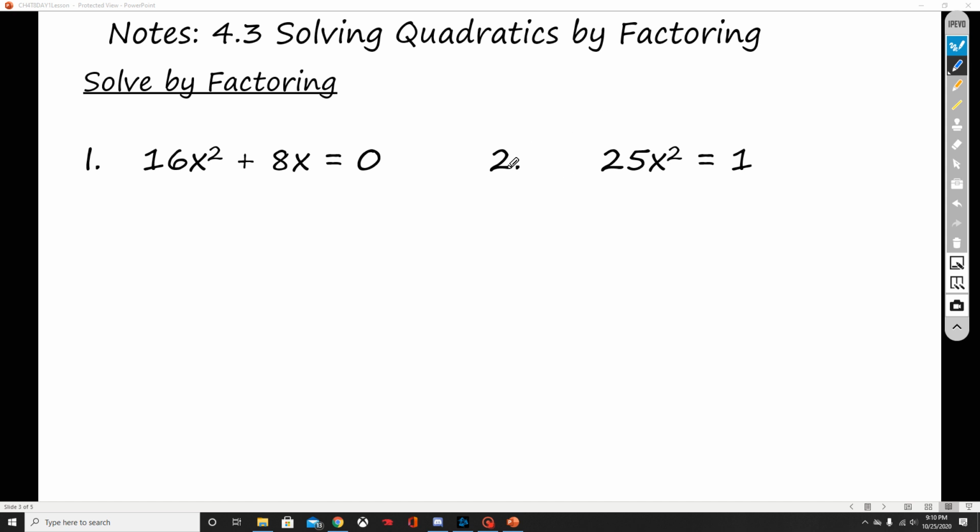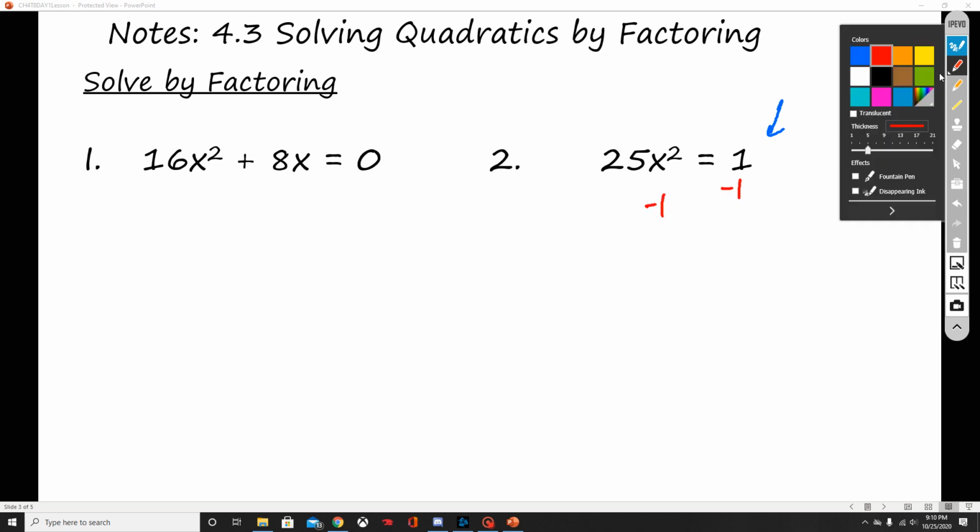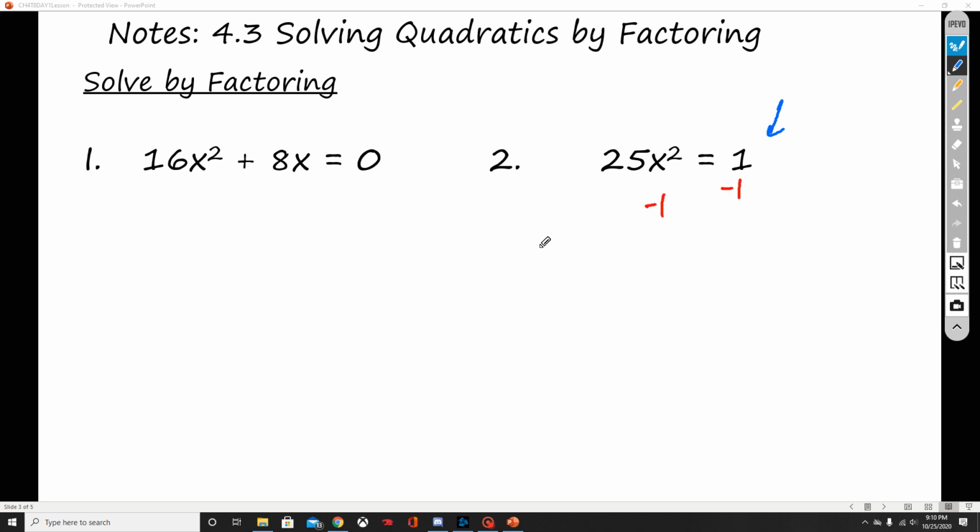All right, if we look at number 2, first of all, the right side is not equal to 0. It needs to be equal to 0. So let's bring that 1 to the left side by subtracting it. So we get 25x squared minus 1 equals 0. We can check for the GCF. There's no GCF here. We also can't factor this normally because this is a difference of two squares.